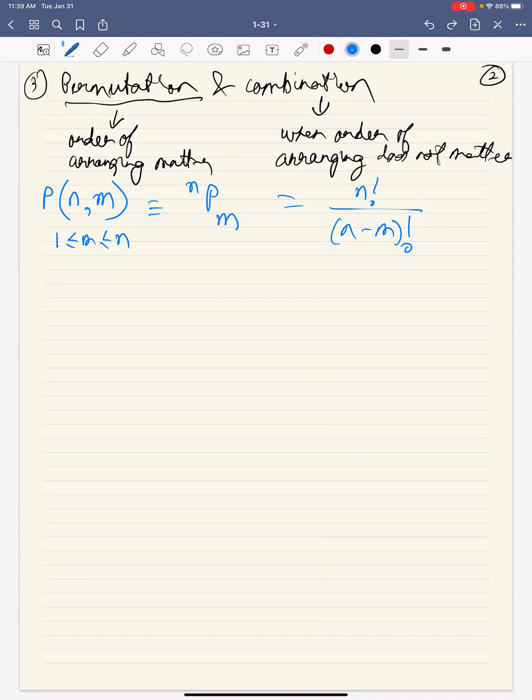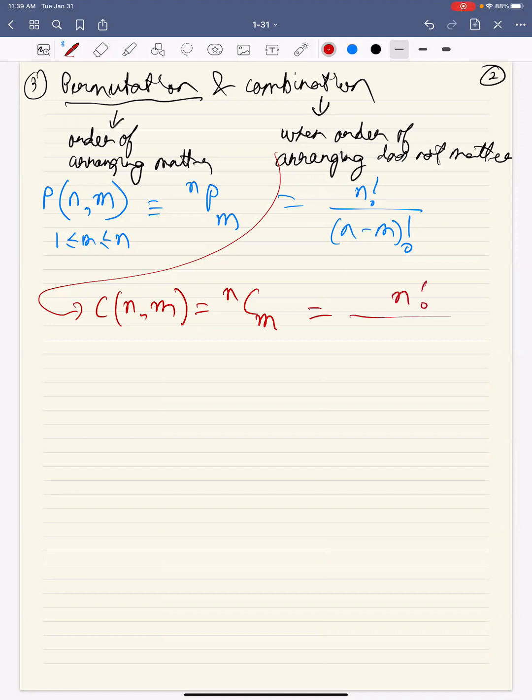When the order of arrangement matters, it is nPm. When the order of arrangement does not matter, it is nCm, and people often call it n choose m. How can you pick m things out of n things when the order of picking does not matter? The formula for this is n factorial divided by (n minus m) factorial, same as above, but dividing by another m factorial. So when the order does not matter, you have fewer ways of picking things.